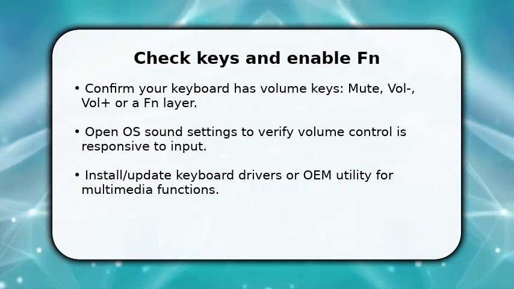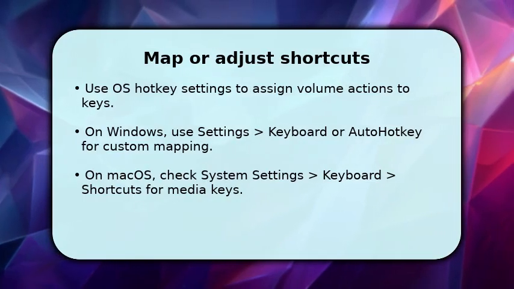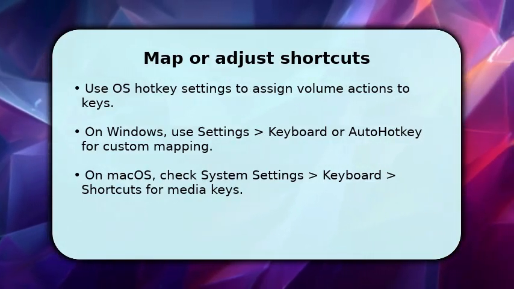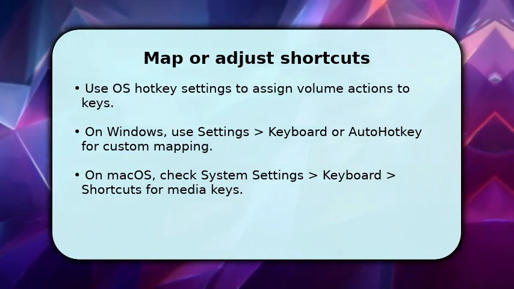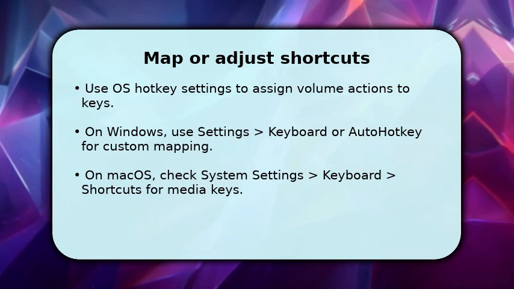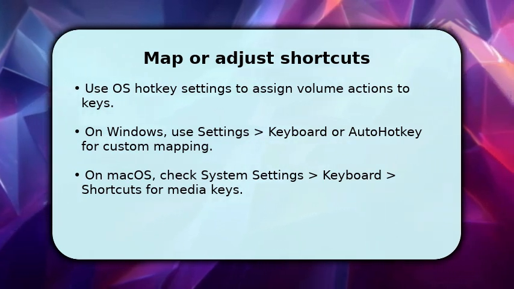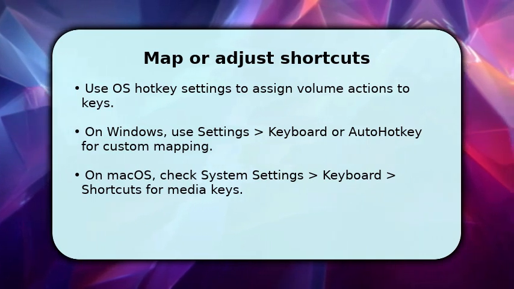Now map or adjust shortcuts so the keys do exactly what you want. If defaults work, test them across apps. Media keys can be intercepted by players. On Windows, assign or script keys with AutoHotkey to send precise volume steps. This gives repeat and step size control.